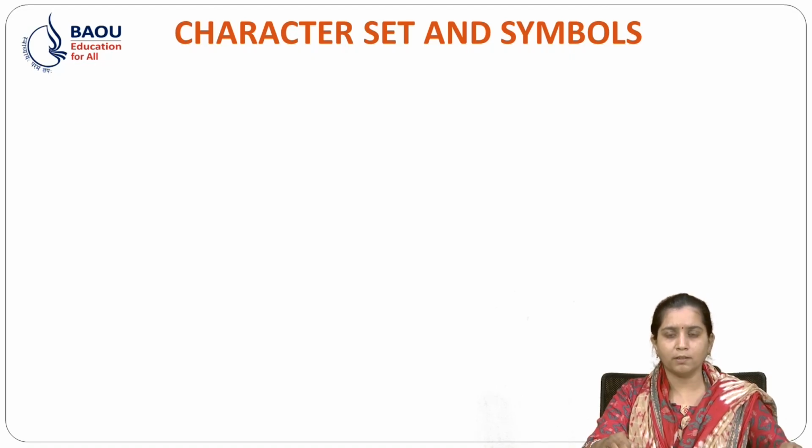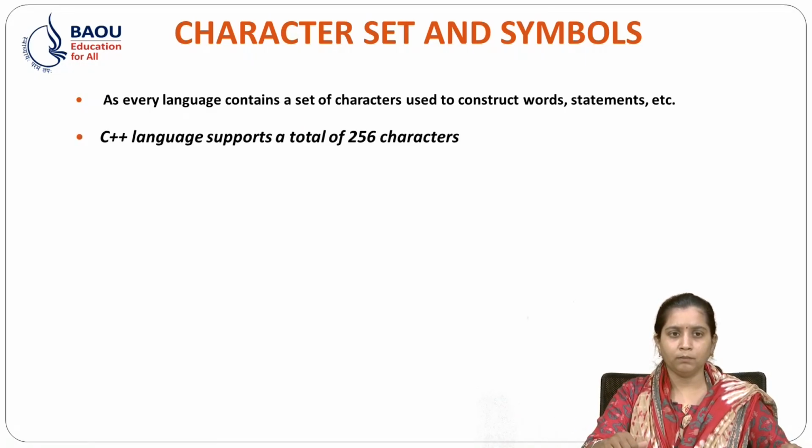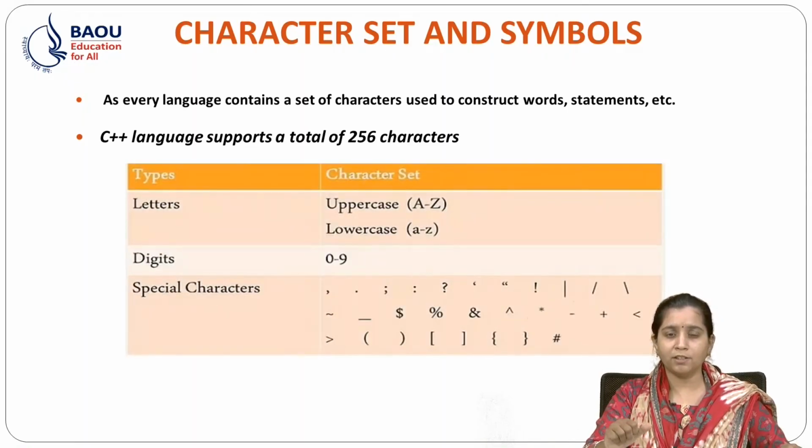Character sets and symbols. As every language contains a set of characters used to construct words or statements, C++ language supports a total of 256 characters: letters, digits, and special characters. In letters, we have two types, uppercase letters and lowercase letters. In digits, C++ language supports 0 to 9 digits, and special characters, which we have seen in the previous slide.